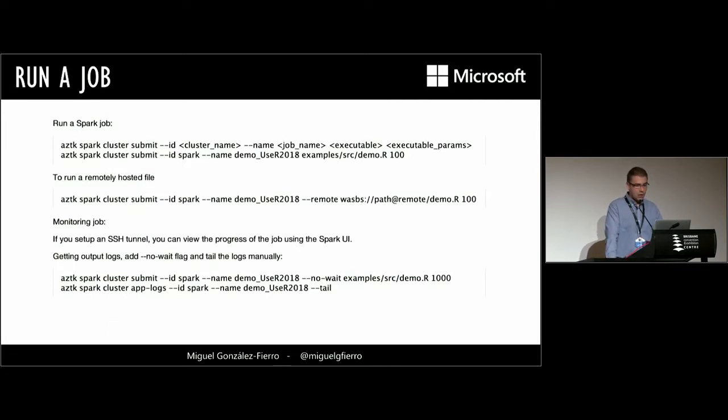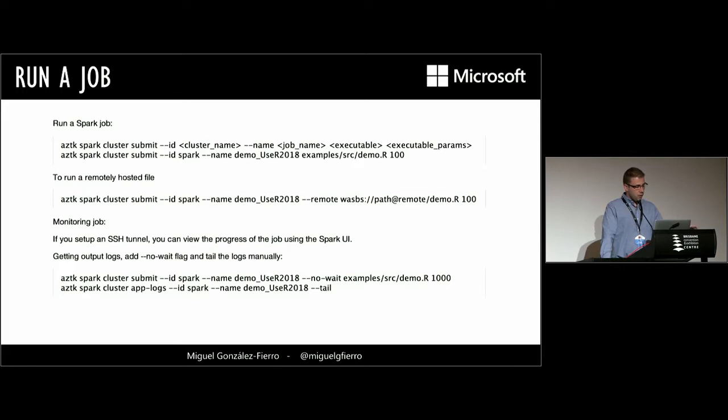Now, to submit a job is very easy. The only thing you need to know is you need to have your script. You just do aztk spark cluster submit with the ID, the name of your cluster, and your script, and then you can add your arguments at the end. This is also good because many customers that we have deploy their systems programmatically. They have continuous integration, continuous development systems that allow them to create pipelines in an automatic fashion.